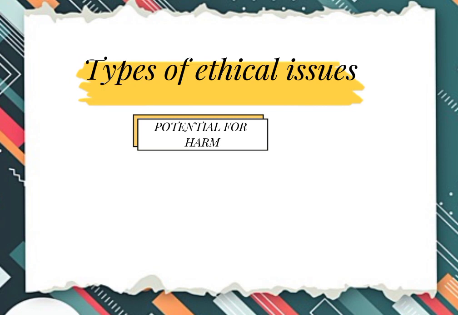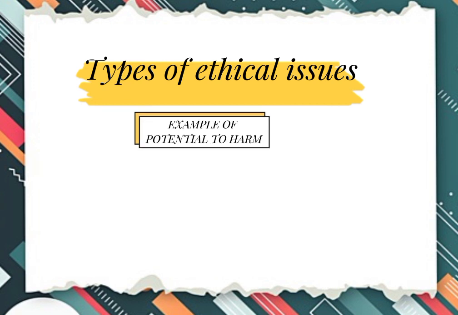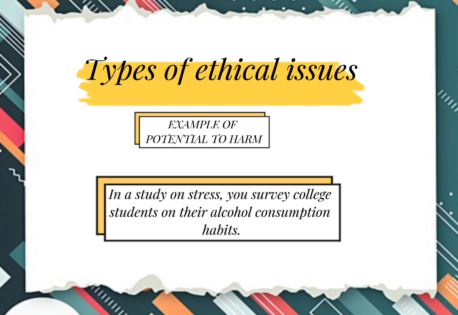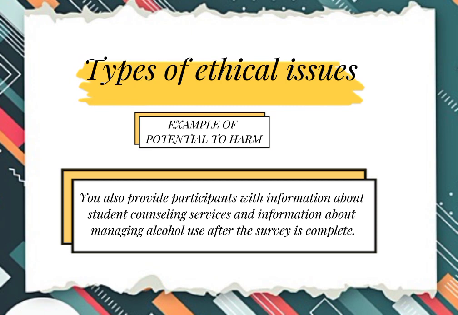Next is potential for harm. By definition, physical, social, psychological, and all other types of harm are kept to an absolute minimum. Example for potential harm: in a study on stress, you survey college students on their alcohol consumption habits. Some of these questions may bring up negative emotions, so you inform participants about the sensitive nature of the survey and assure them that their responses will be confidential. You also provide participants with information about student counseling services and information about managing alcohol use after the survey is complete.